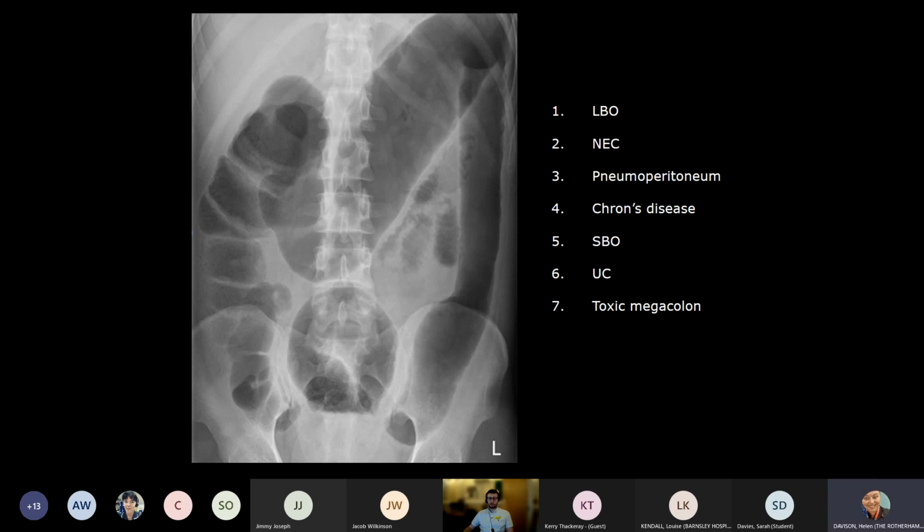Is that what you refer to as a drain pipe feature there, Nick? Yeah, perfect. Absolutely. It's tempting to think this is large bowel obstruction because, to be fair, these are dilated.